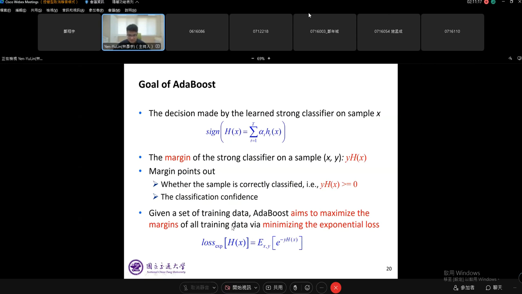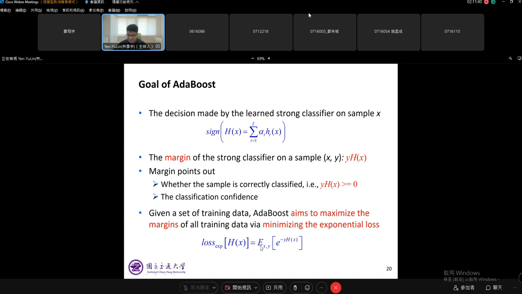This is the notation of exponential loss, for some particular strong classifier. Actually, exponential loss is defined over all the training data. We know training data is composed of the feature vector and its label.